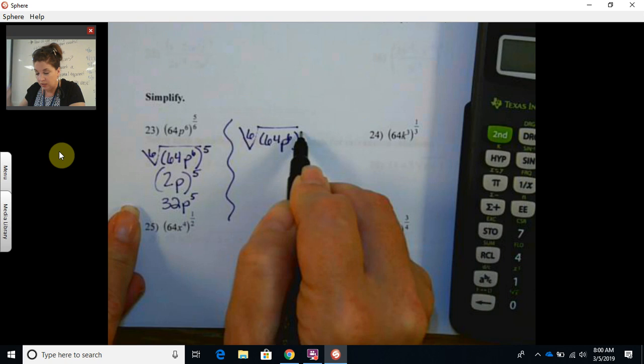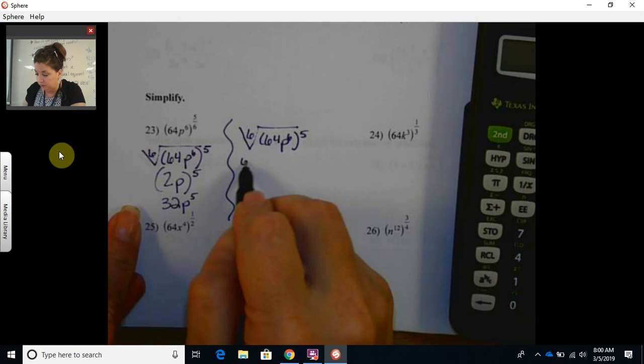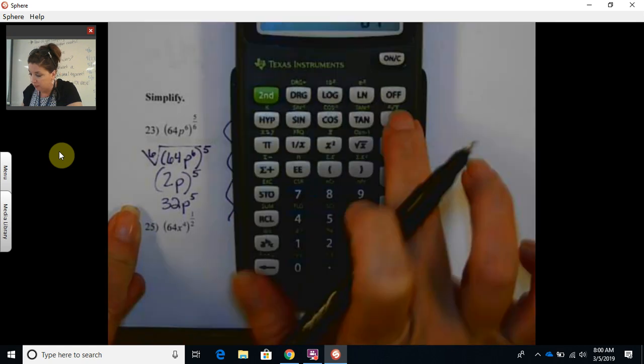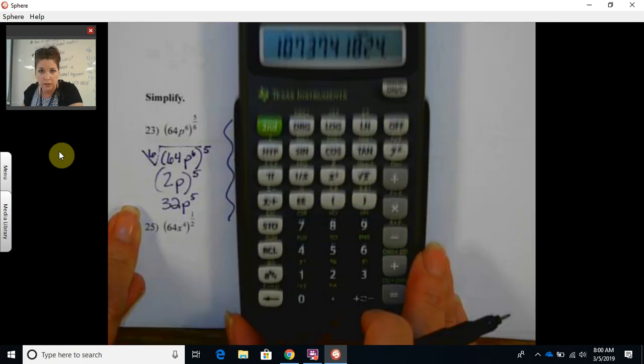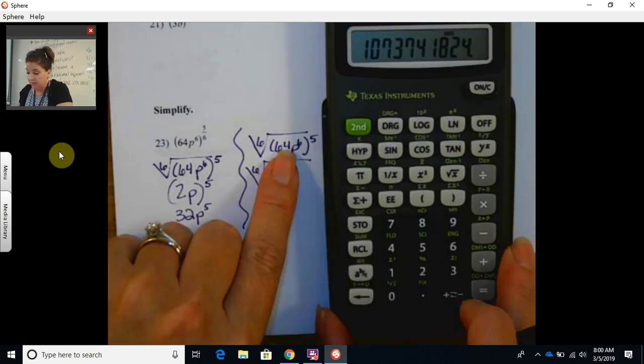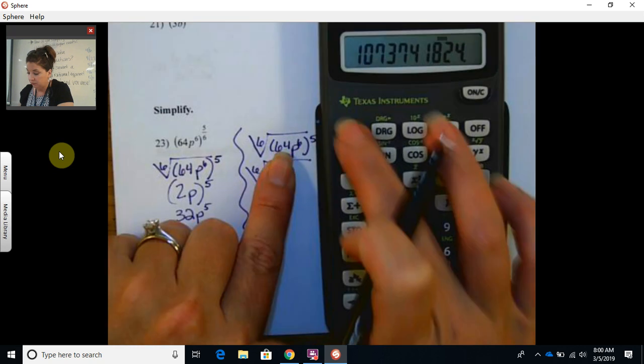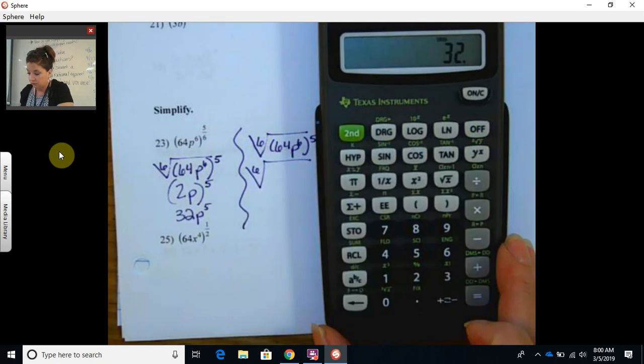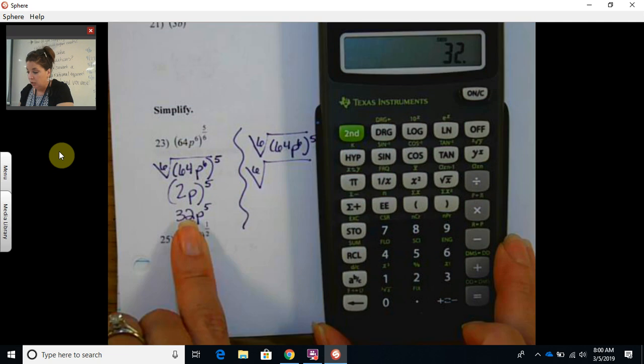I could have raised everything to the 5th power first. So 64 raised to the 5th power. Whoa, wowza. Maybe I wouldn't want to do that. But then I could take the 6th root of that, which is 32. Same thing I got over here. I just didn't write all that down.